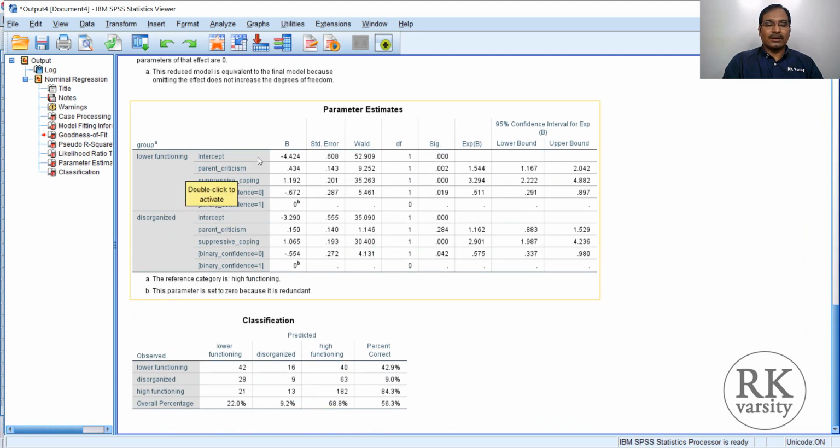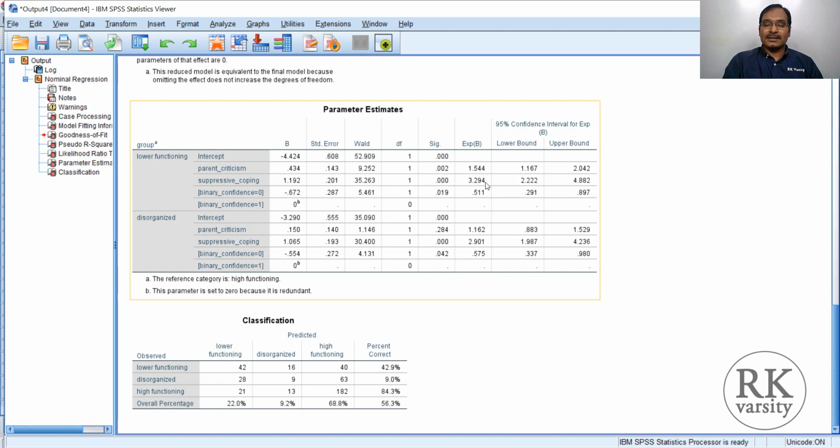And here are the parameter estimates, or we can say the equation. So your regression equation is: constant value -4, then parent criticism is 0.4, then suppressive coping is 1.19, and binary confidence negative 0.6. And if you look at the significance values, all these are statistically significant at the 5% level. So we can confidently say that when comparing low functioning and high functioning, all these independent variables have impact.